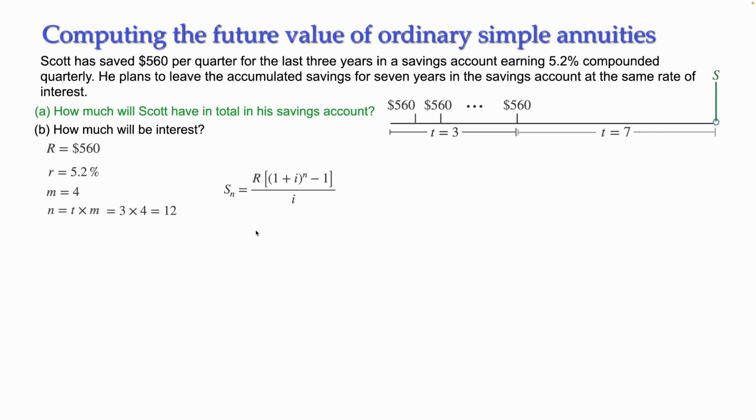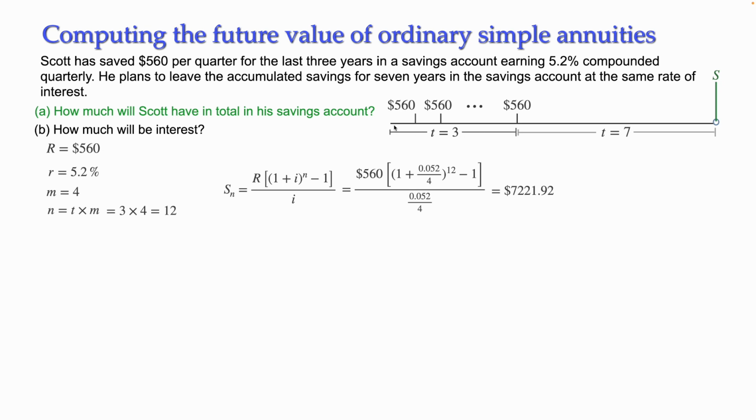So making the substitution of all these values, we have this. And then use your calculator: 560, open bracket, open another bracket, 1 plus 0.052 divided by 4, close bracket, to the power 12 minus 1, close the bracket, and then divide by the amount at the bottom. If you do that in your calculator, the answer is 7,221.92. And this will be the value that Scott has at the end of the annuity.